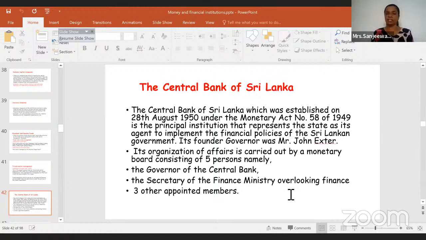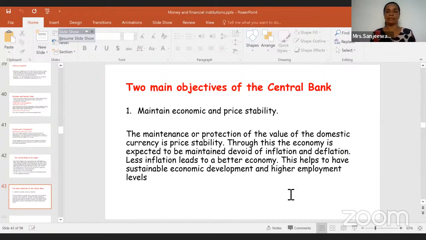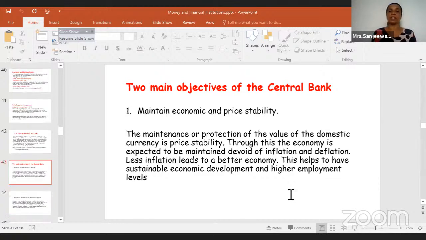Its organization of affairs is carried out by a monetary board. It consists of five persons. Who are they? The Governor of the Central Bank, the Secretary of the Finance Ministry, and three other appointed members. Altogether five. What are the main objectives of the Central Bank? You also have objectives, and organizations also have objectives. So the Central Bank has objectives.